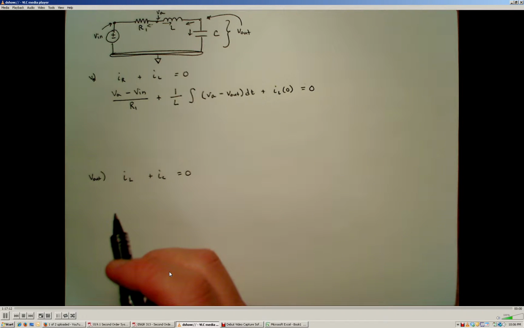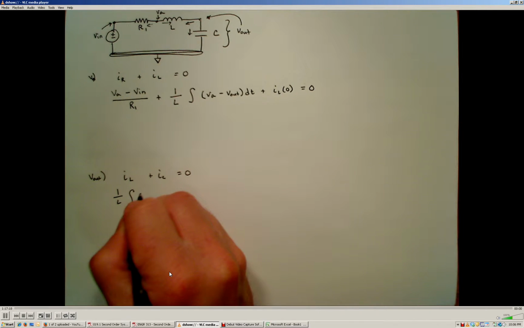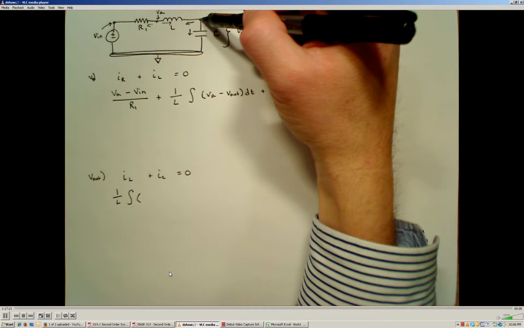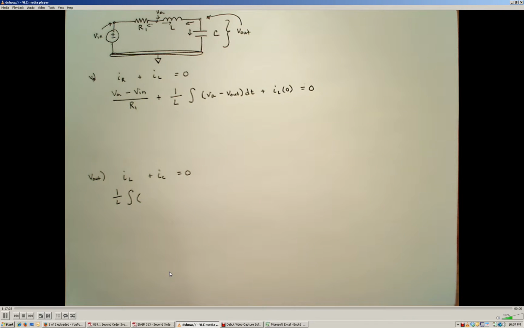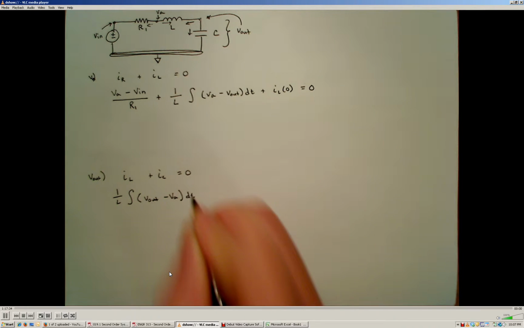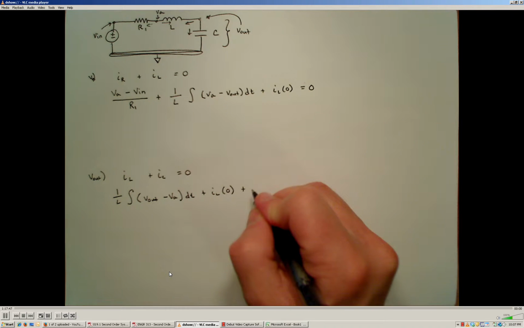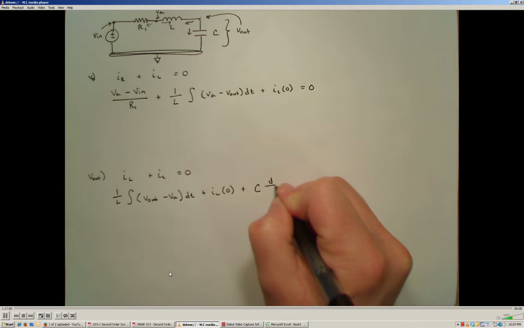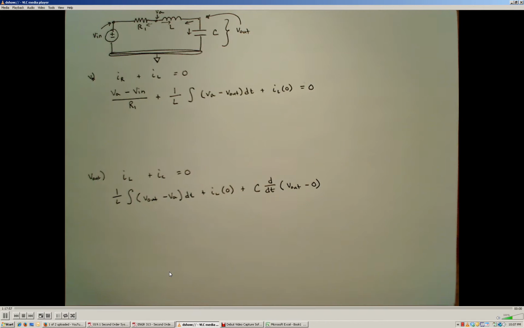For the inductor, the current is related by the integral relationship 1 over L, and we're assuming that this node is at a higher potential, so that current will go from the Vout node towards the VA node. So our relationship will be the integral of Vout minus VA dt, plus the initial current through the inductor in that direction, plus the current through the capacitor. The relationship between current and voltage for a capacitor is the derivative relationship, C times the derivative of the potential difference across the capacitor, which is Vout minus our reference node, assumed to be 0.